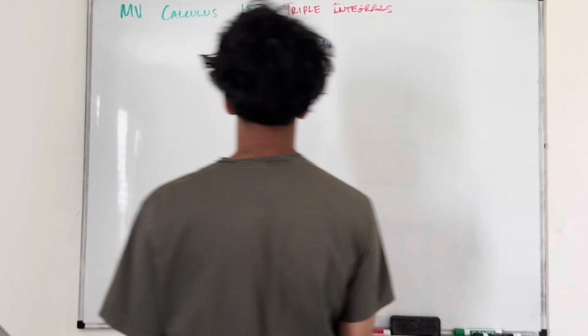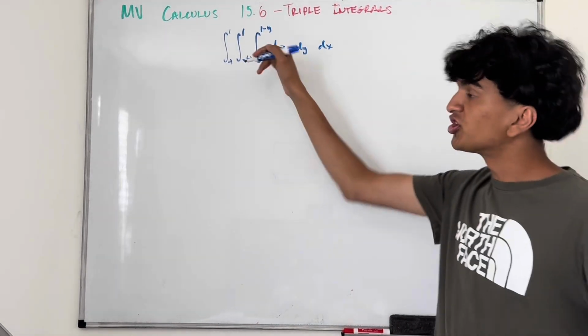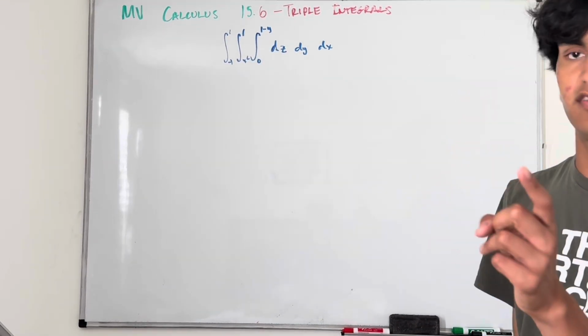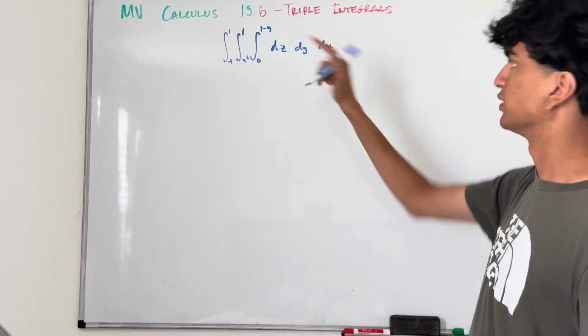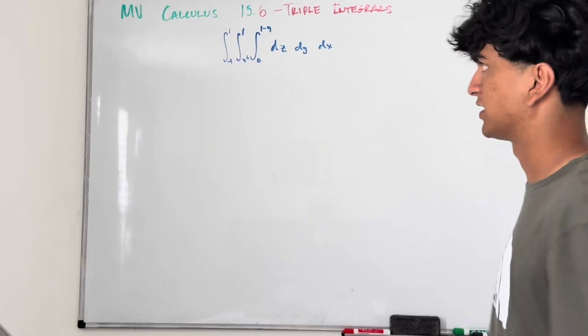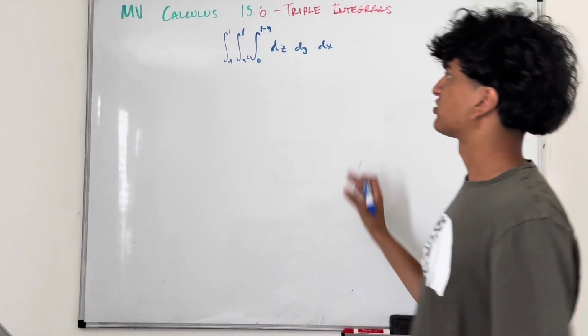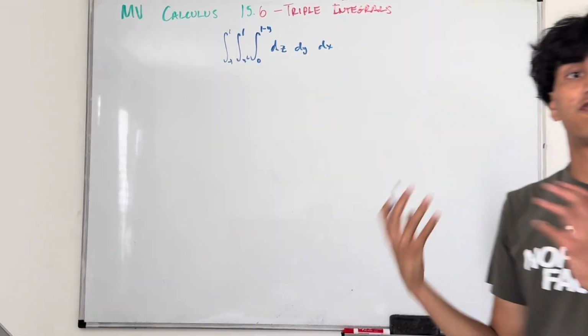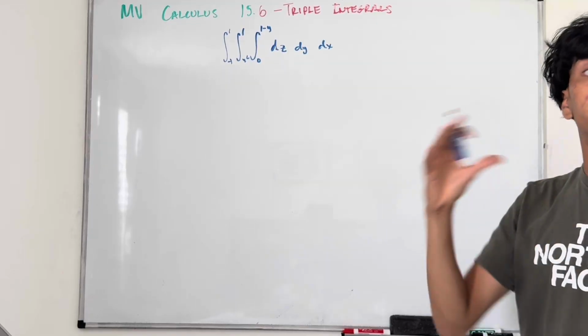So first thing I want you to just draw your attention to is the fact that the function we're integrating is just f of x, y, z equals 1. It's 1 dz dy dx. It's not written, but it's implied because we don't see anything there. So it's 1 times dz dy dx. This computes the volume of the region that you're integrating over.